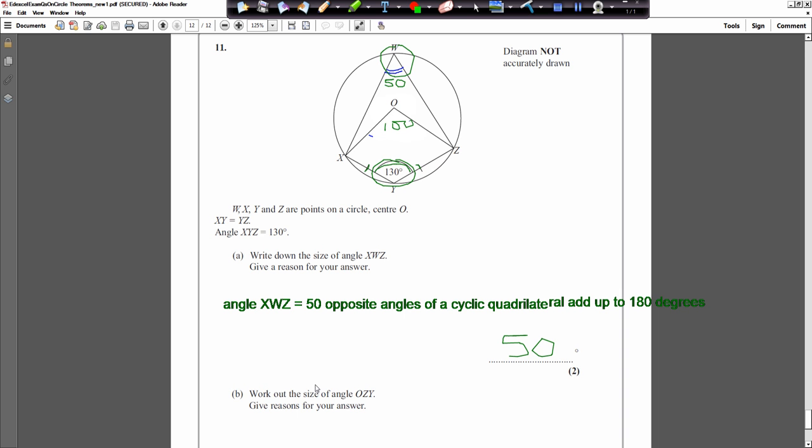Part 2 now. Work out the size of the angle. After we finish this question, we'll have a break, inshallah. Work out the size of the angle OZY. So we know that's 50.